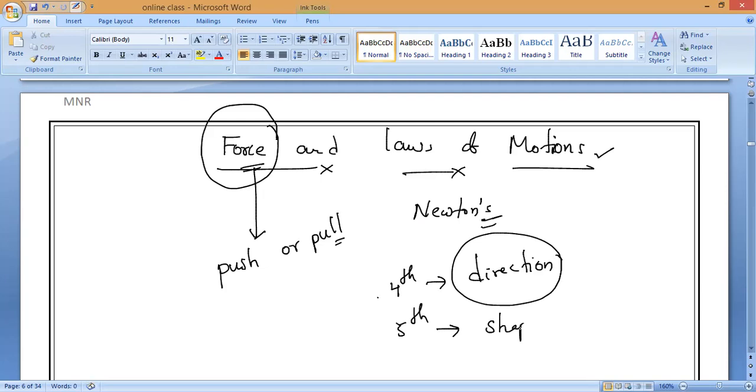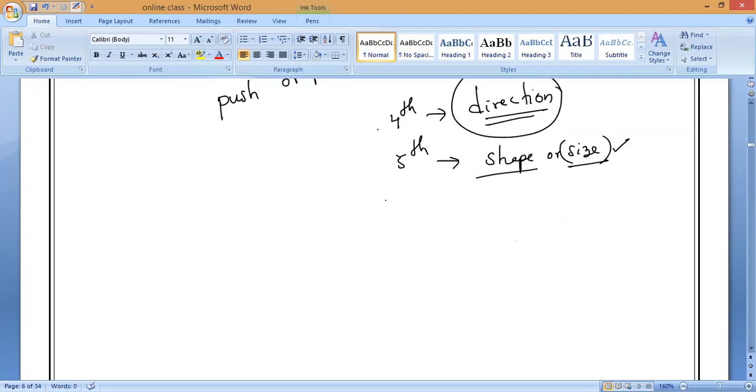Vartani. We can change the shape or size of a body. For everyone, I have given examples also. Yes or no, guys? For example, if I apply force on a balloon, I have blown a balloon here. I have applied force from both directions. Then what will happen, guys? 2 kinds of changes we can observe. What is that? One is the shape will change, and as well as one more thing, what will change? Size will change. Correct or not?